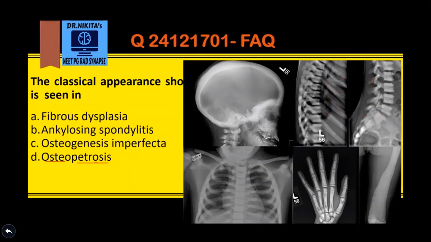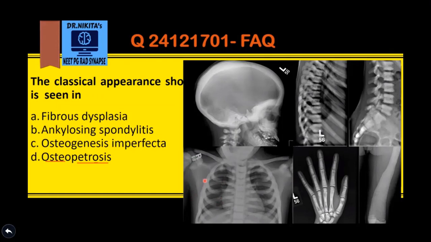We see that there is widening of the diploic space, especially the skull base, which leads to compression of the cranial nerves and hence symptoms like visual complaints and deafness. In the vertebra, you see the sandwich appearance, that is the end plate sclerosis, that is the sandwich sign of osteopetrosis, again the sandwich sign. The bones are dense, diffuse osteosclerosis.